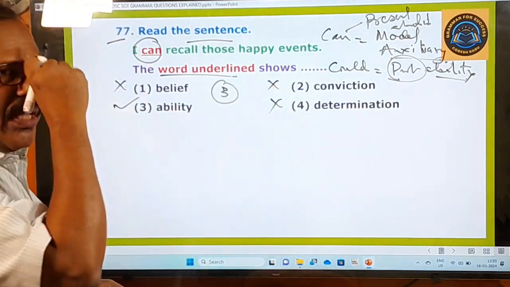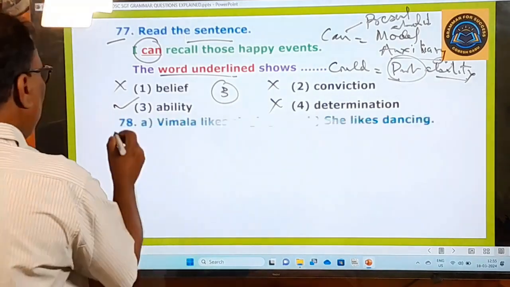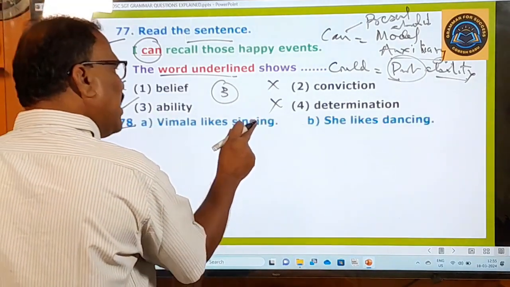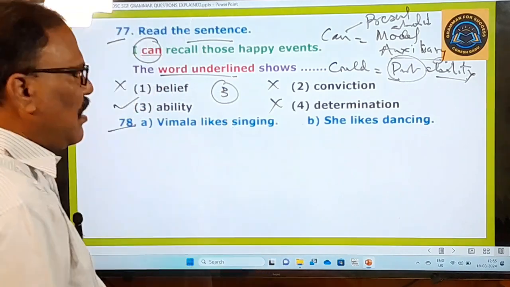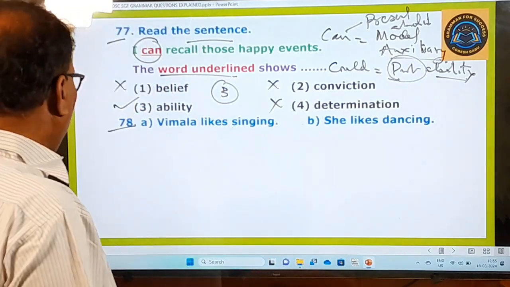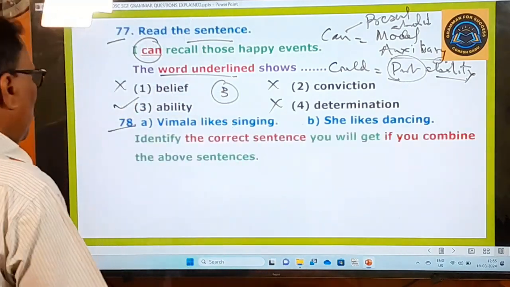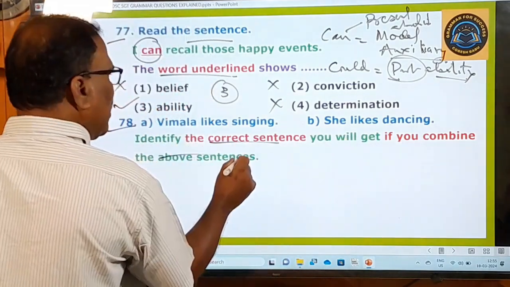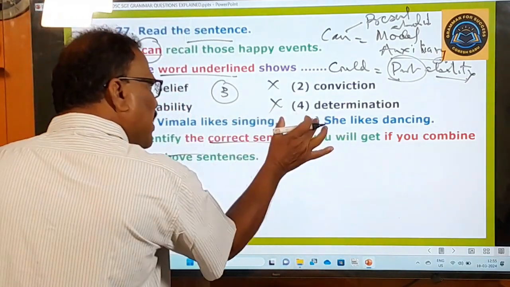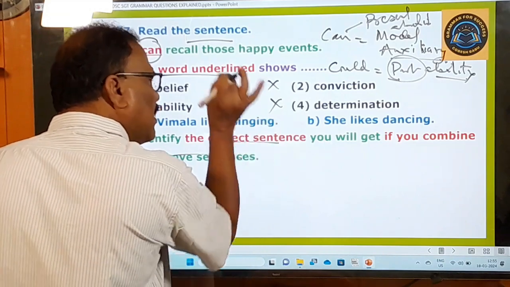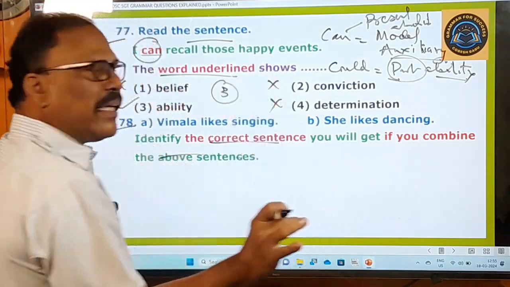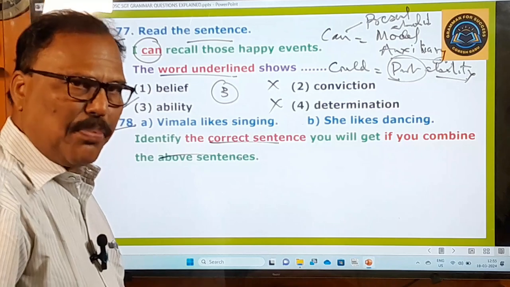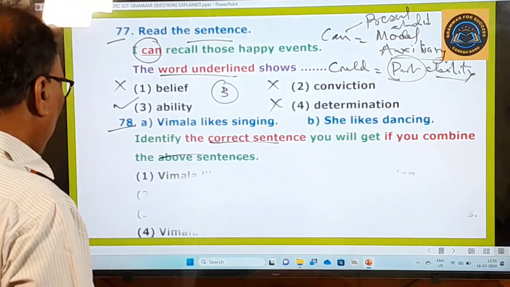And now let's move on to the next question. The 78th one. Vimala likes singing, she likes dancing. These are the two statements given here, and what is the examiner asking you to do? Identify the correct sentence if you combine the above sentences. When you combine these two statements together, how does that sentence look? That is the question he has posed to you. And now let us look at the options.